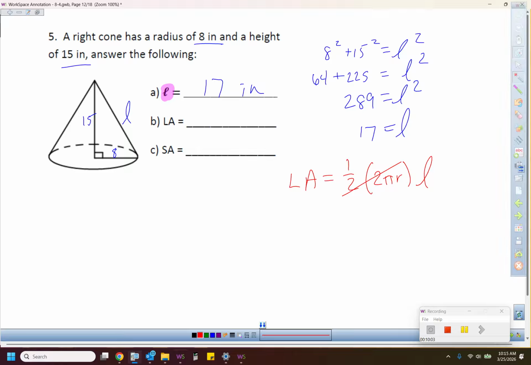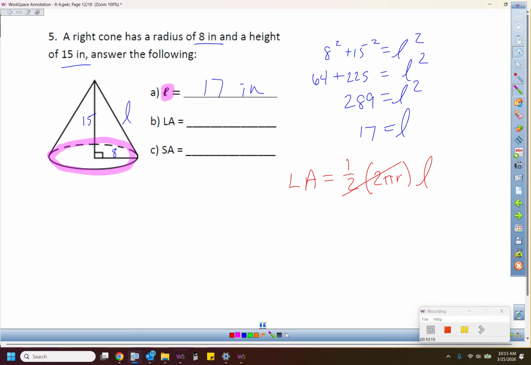Back to prism, my bad, pyramid, which one am I trying to do? Pyramid's formula: 1/2 times P times L. What does P stand for again? Perimeter of what? The base. Perimeter of the base means just going around it. Isn't that like on a circle, the circumference of it?